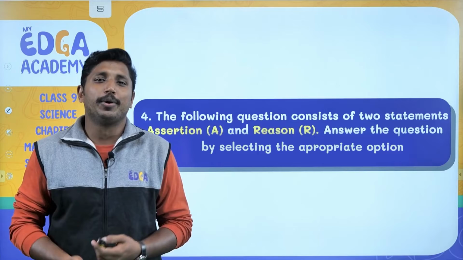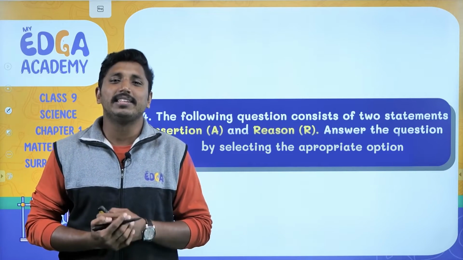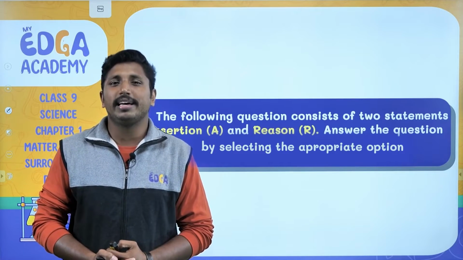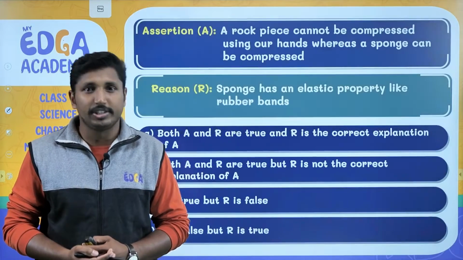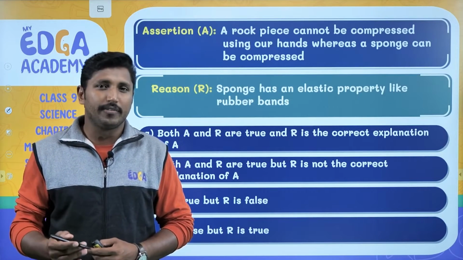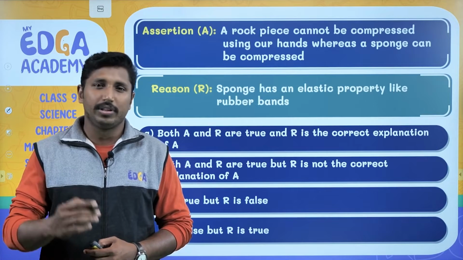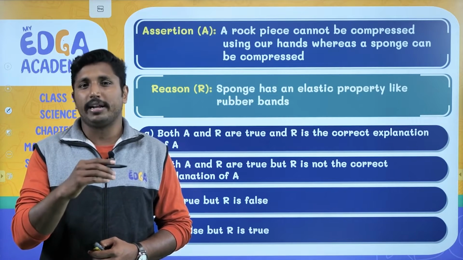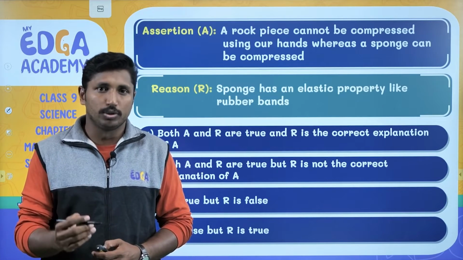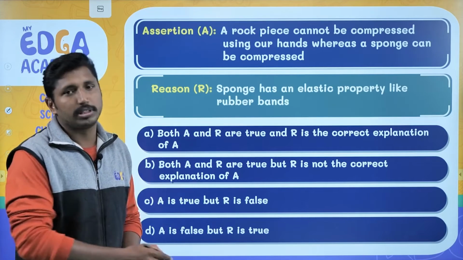Moving on to our next question. Next is an assertion and reason type question. Here there will be two statements given as assertion and reason. We need to check whether those statements are true and whether the reason is the perfect explanation for the assertion. And we need to choose the right option from the options given below.